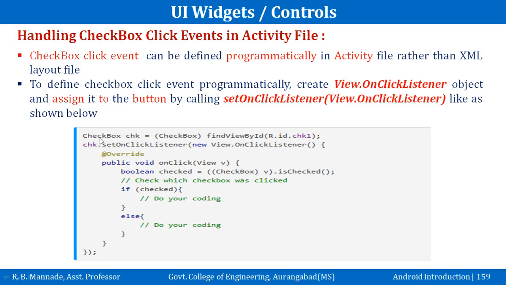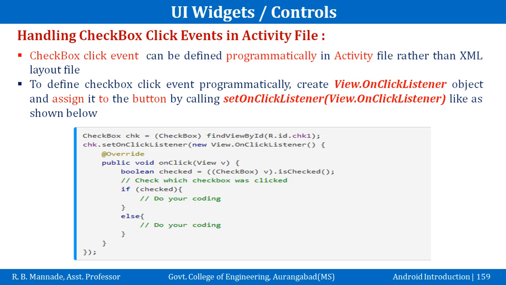So here we have created an object of the checkbox and its name is chk, and we have mapped this checkbox with the resource id chk1 using findViewById. So whatever definition and attributes we have created in the layout file will be mapped to this particular checkbox object, right?